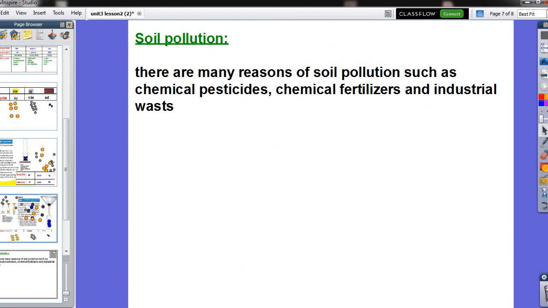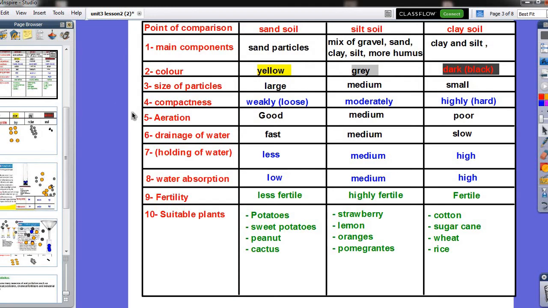Soil pollution. Before I talk about soil pollution, I will talk about fertility. Fertility is related to the amount of humus. So the most fertile, or highly fertile, soil is the silt soil. Why? Because it contains more humus. So sand soil is less fertile, silt soil is highly fertile, clay soil is fertile.